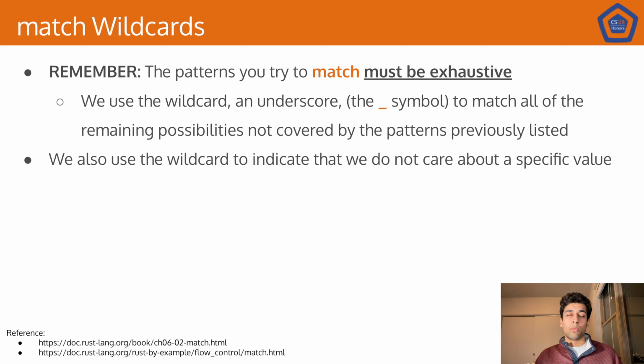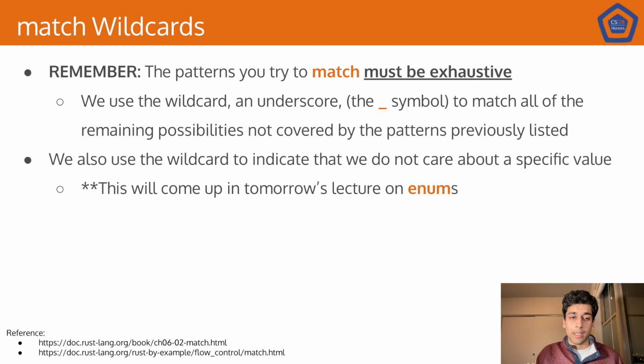When we say wildcard, we're telling Rust that we don't care about what value is matched. We just want to take care of the default case. We've listed all the cases we do care about, and with this wildcard, we don't particularly care about what that value is. This will come up and be handy in tomorrow's lecture on enums. It is very, very general purpose.